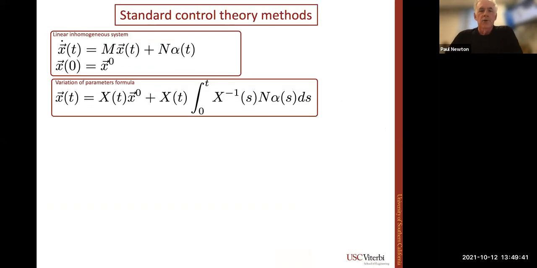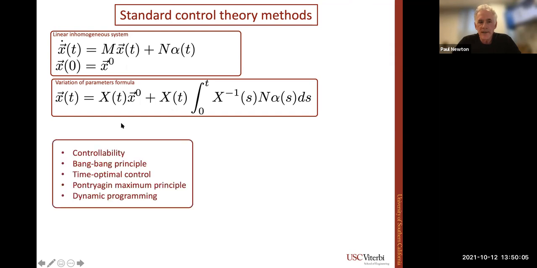All right. So just to remind you, standard control theory methods are typically based on linear inhomogeneous systems that look like this, some initial data, and you have a matrix, and you have an inhomogeneous term, and you have a variation of parameters formula, which solves the system exactly. And based on that variation of parameters formula, you can use all kinds of tools in linear control theory, like controllability, the bang-bang principle, time optimal control, Pontryagin maximum principle, dynamic programming, just to list some of the standard things that you can bring to bear on problems that are of this form.